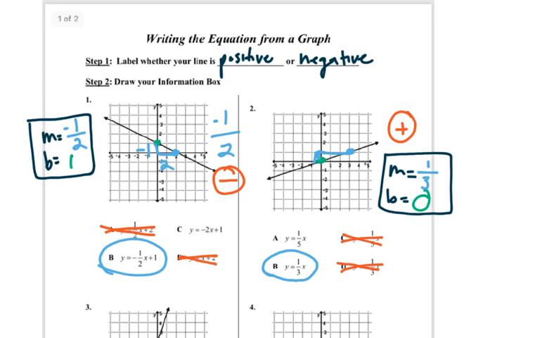So go ahead and try the rest of this page. You're writing the equation from the graph that is given. Very easy. Very helpful. Draw your information box. Get your slope, get your y-intercept. It's easiest to get your y-intercept first and then get your slope.